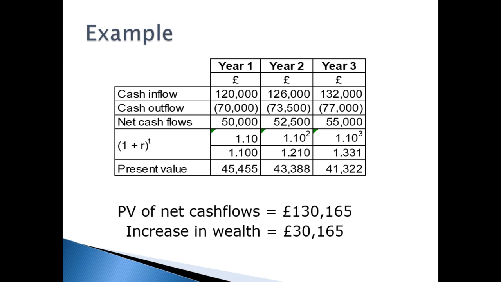If we add all those present values up, it comes to £130,165. Now the cash flows in the table do not include the investment of £100,000, so we need to subtract that, and that leaves us with £30,165, meaning the project has effectively increased the wealth in the business by £30,165.